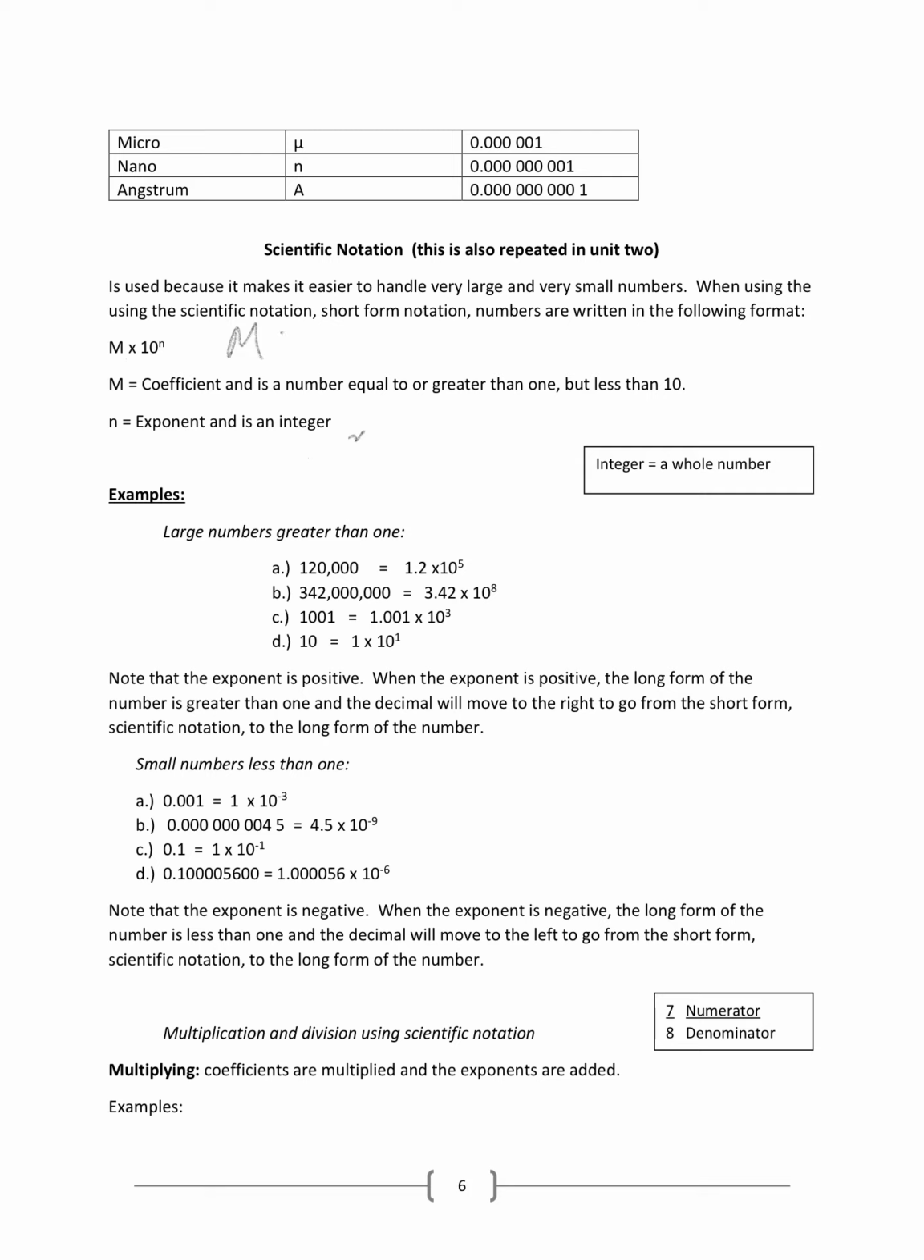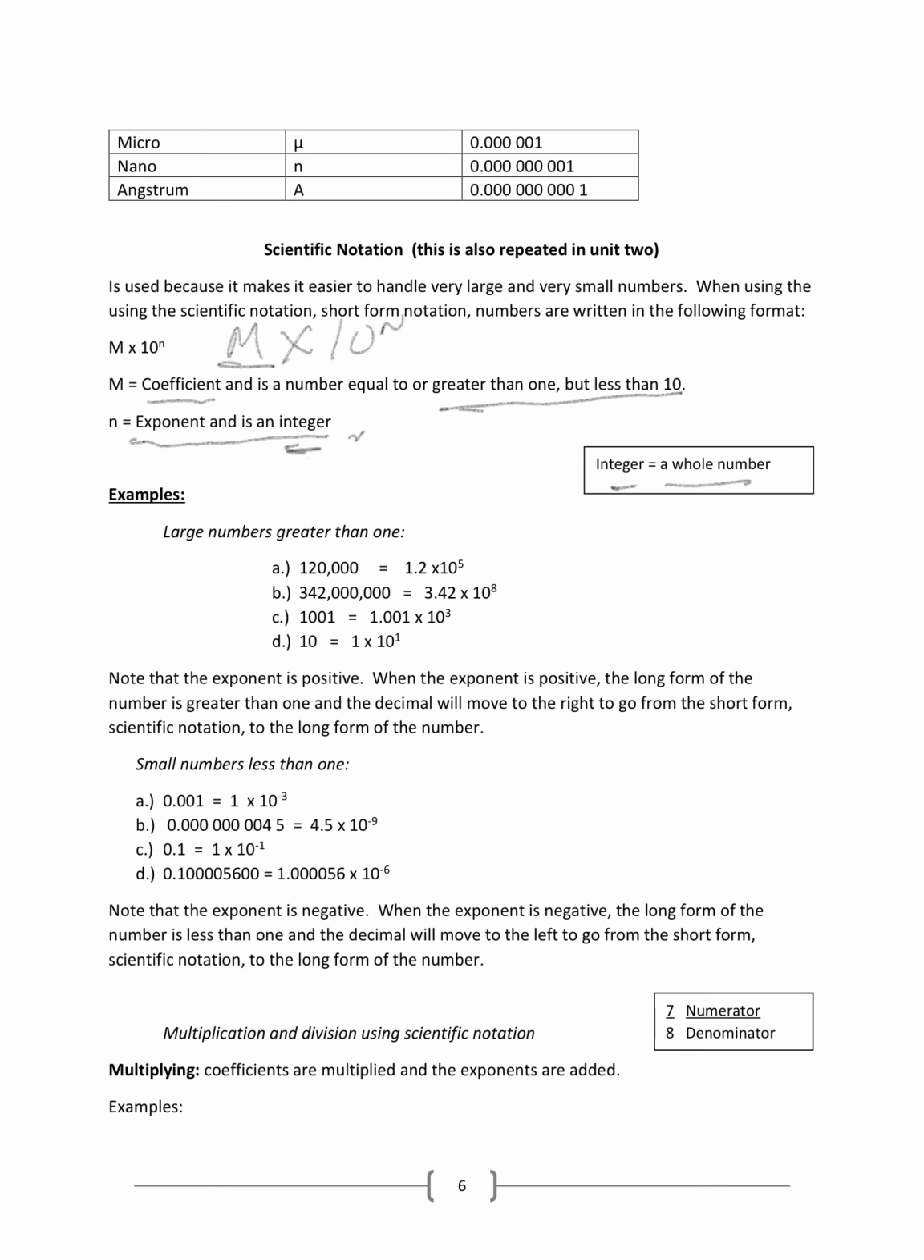M times 10 to some exponent. So that M is a coefficient, and it's a number that's equal to or greater than 1 but less than 10. Then you have an exponent, and it's an integer. In other words, it's a whole number. So the exponent is always going to be a whole number, never a fraction or decimal.